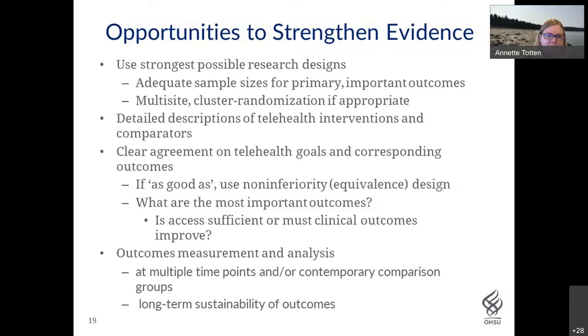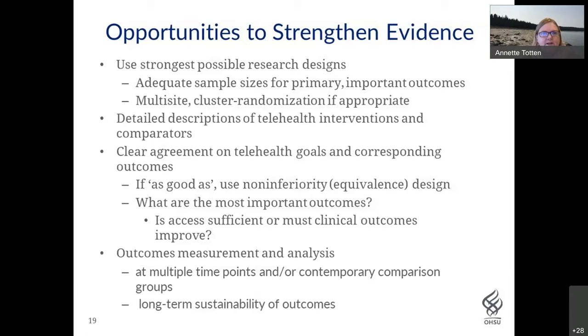Requiring or pushing people to describe their interventions more clearly, to be clear about the goals. If the goal is as good as, be clear about that and make sure that it has a non-inferiority design. If the goal is better, what's the rationale for thinking that telehealth is going to make the outcomes better?